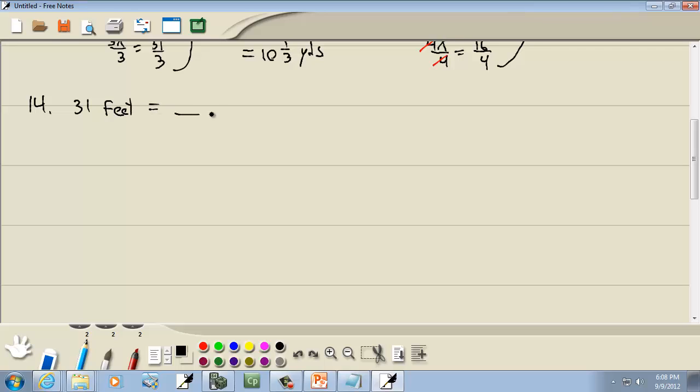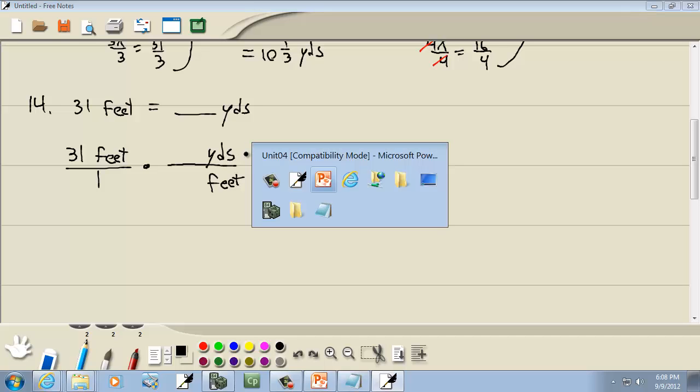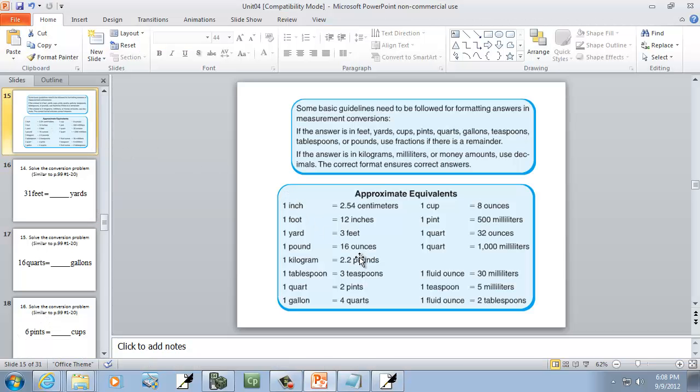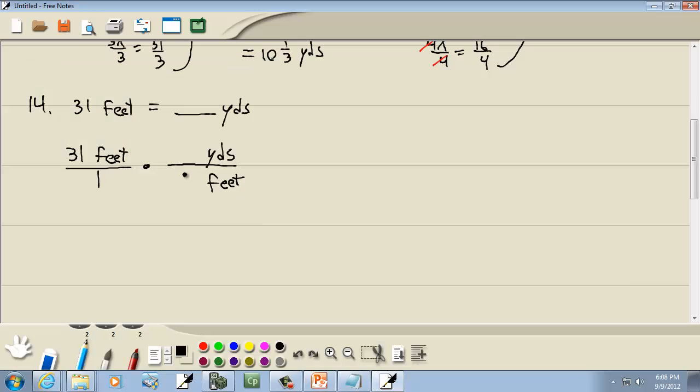So I got 31 feet is equal to blank yards. We're trying to convert from feet to yards. Your first step is you take what you're converting from and you put it over 1. Then you times, and you're going to create another fraction. You look at what unit is up on top, which is feet, and you put feet down here. We're converting to yards, so I would like yards to be up here. If I come over to my table, we got 3 feet is equal to 1 yard. So this would be 3 feet, 1 yard.